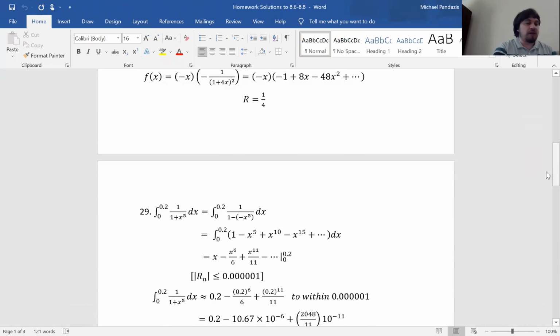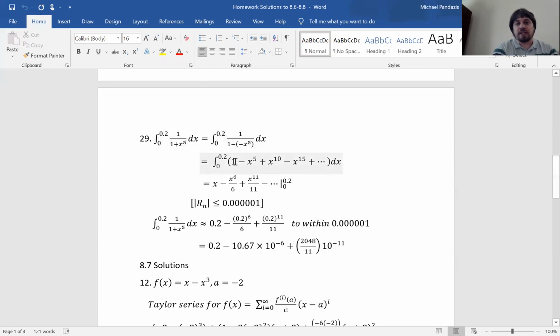Okay, so another problem in the same section is number 29. So for 29, it says we have this integral here. It says use a power series to approximate the definite integral to 6 decimal places. Okay, so we have this definite integral, and it's equal to this. I wrote it under the form 1 over 1 minus negative x to the 5th. That way I can think of the integrand as an infinite sum, instead of as this fraction.